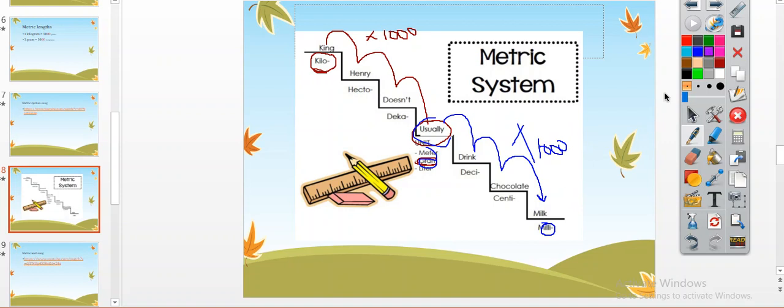Okay. What if you're going to convert from the milligram to the gram? Well, you'll count how many stairs you go up. 1, 2, 3. So from milli, which is the small unit, to the gram, which is the big unit, you will divide by 1,000. Great job.